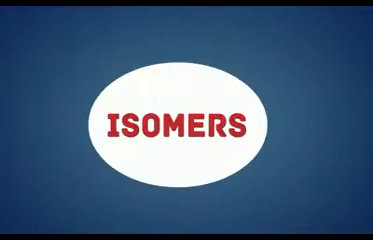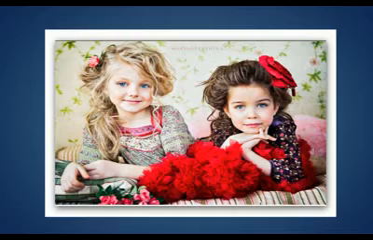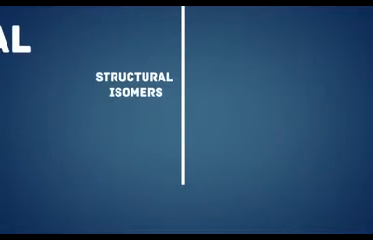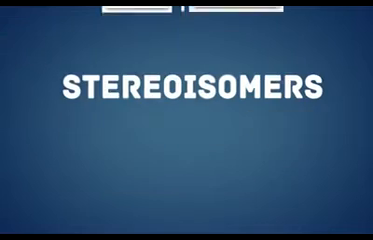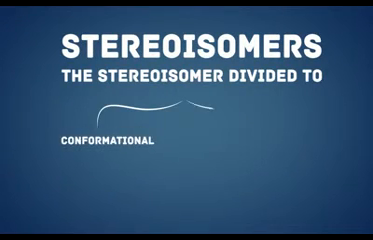Isomers means compounds that have the same molecular formula. Isomers are like twins. They look alike, but must be somewhat different. The types of isomers are structural isomers and stereoisomers. Stereoisomers are divided into configurational and conformational.